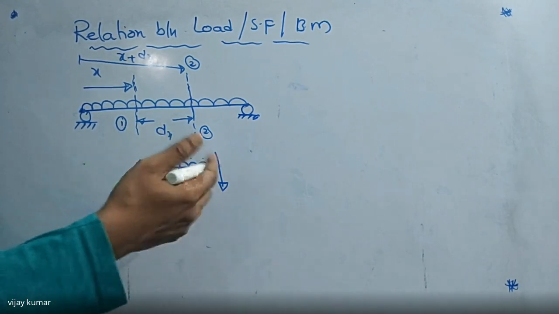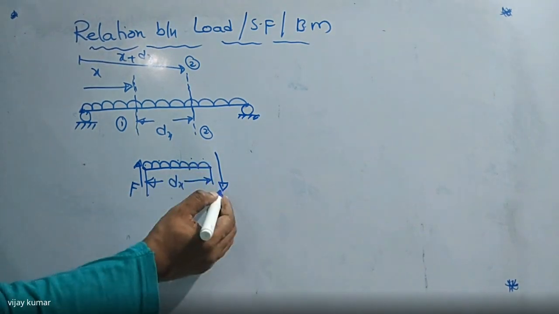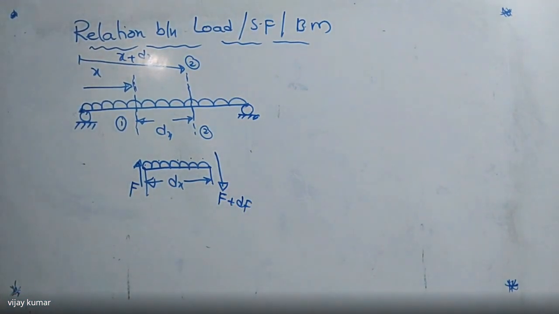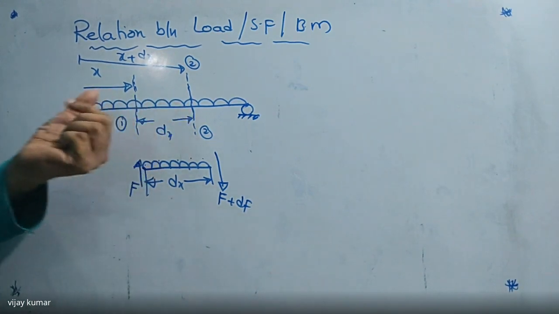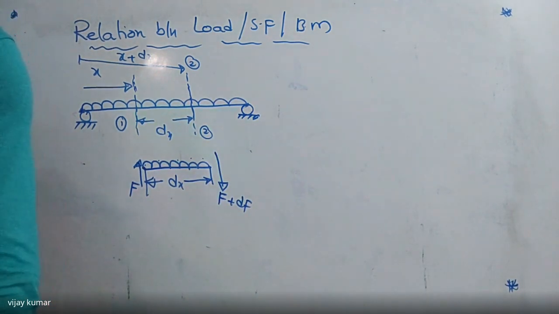But shear force varies from point to point. Why? Because load varies. Load varies means force varies. Force varies means shear force also varies. So at section 2, the shear force is nothing but F plus dF. That is the final shear force at section 2. This is the shear force at section 1. This is the shear force at section 2. Why? Because load varies from point to point, force will also vary. Did you get my point?